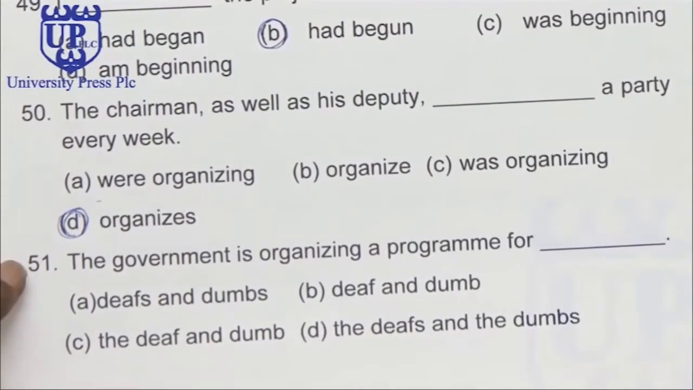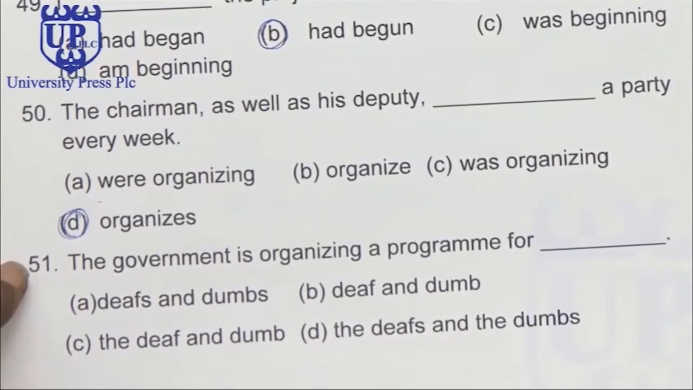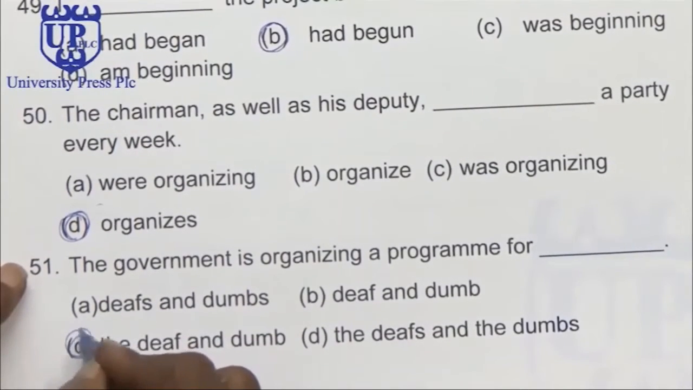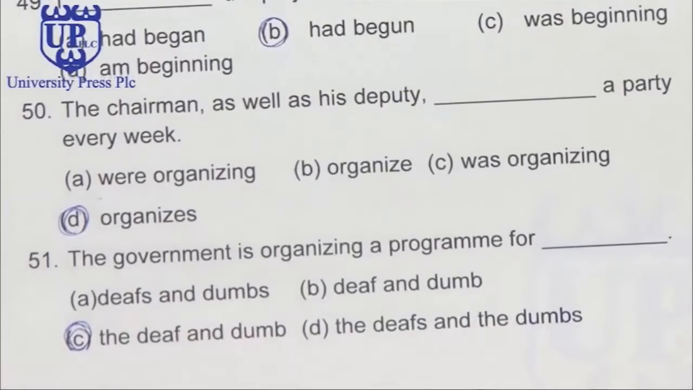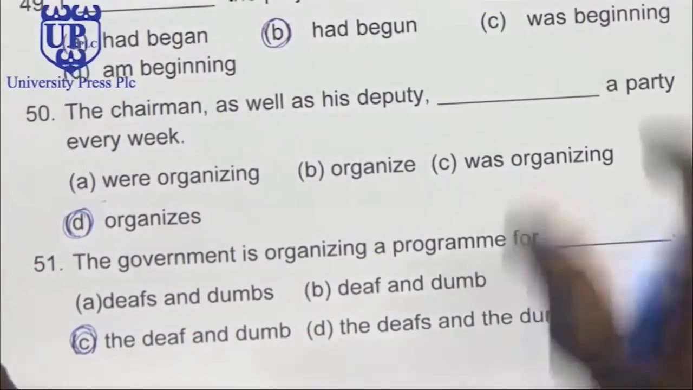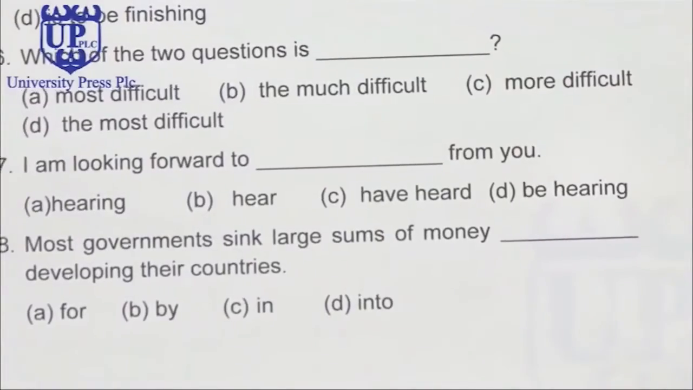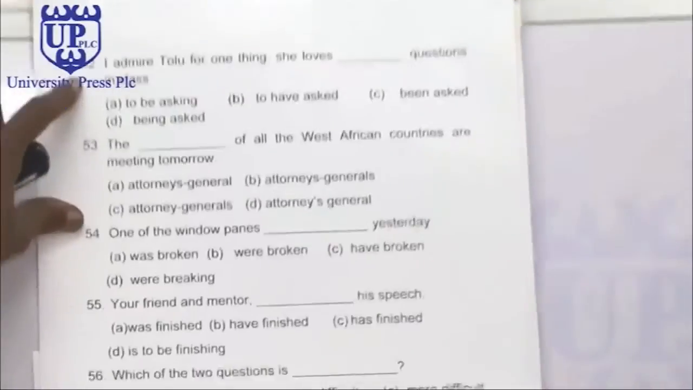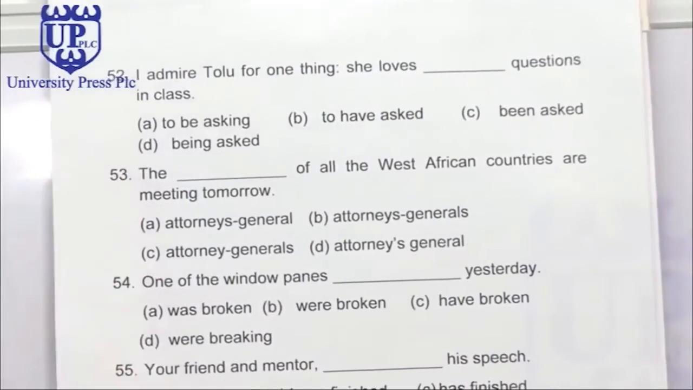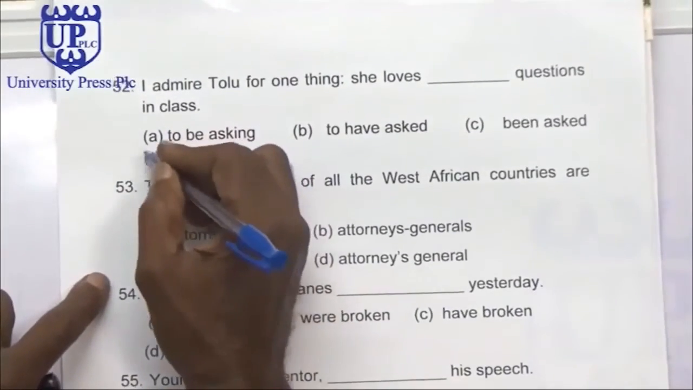Then you have 51. The government is organizing a program for which one? Okay, the deaf and dumb. Meaning all those people that are in that category, the deaf and dumb. Number 52. I admire Tolu for one thing. She loves dash questions in class. She loves being asked questions in class.